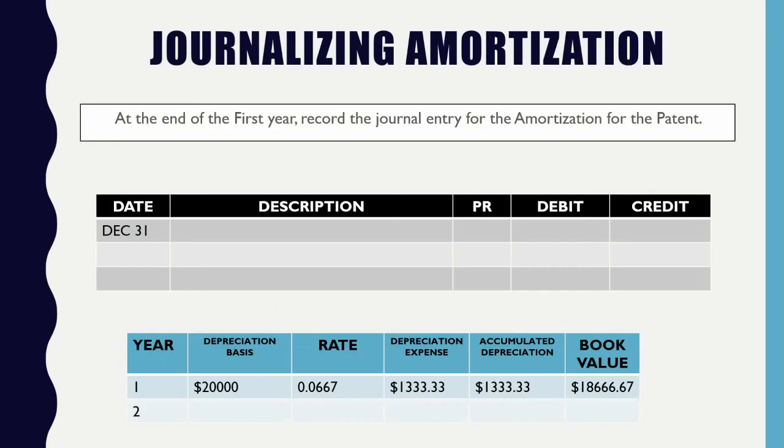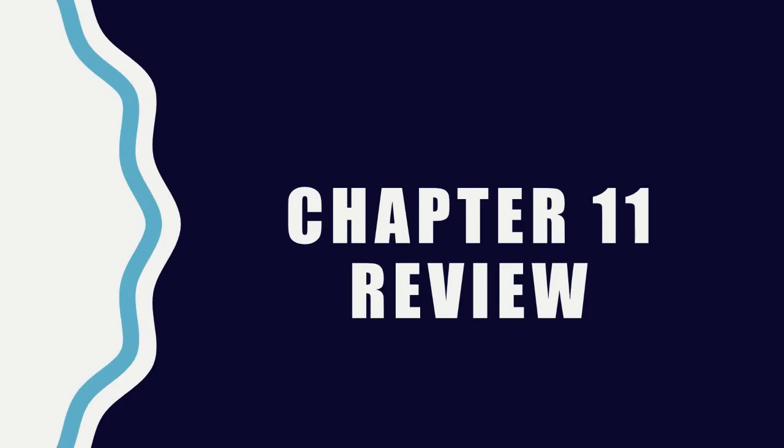Okay? All right, and then how do you journalize it? So instead of depreciation, we replace the word depreciation and we stick in amortization. So you're going to have amortization expense and you're going to have an accumulated amortization. Okay? So then you plug in your numbers and that's it.